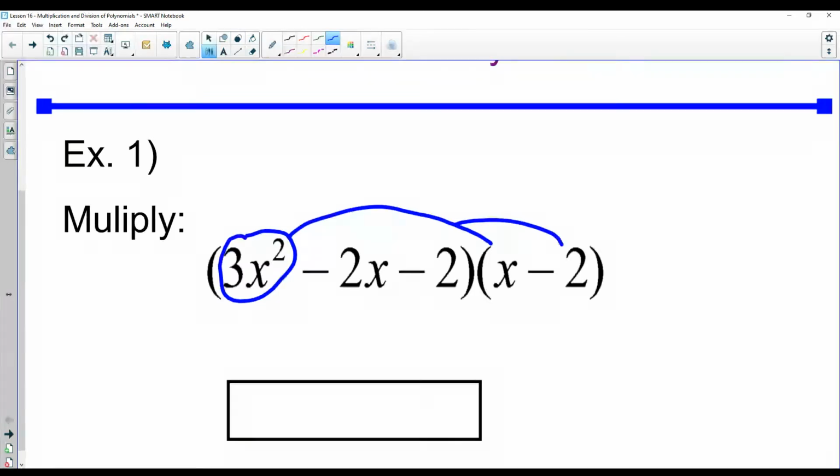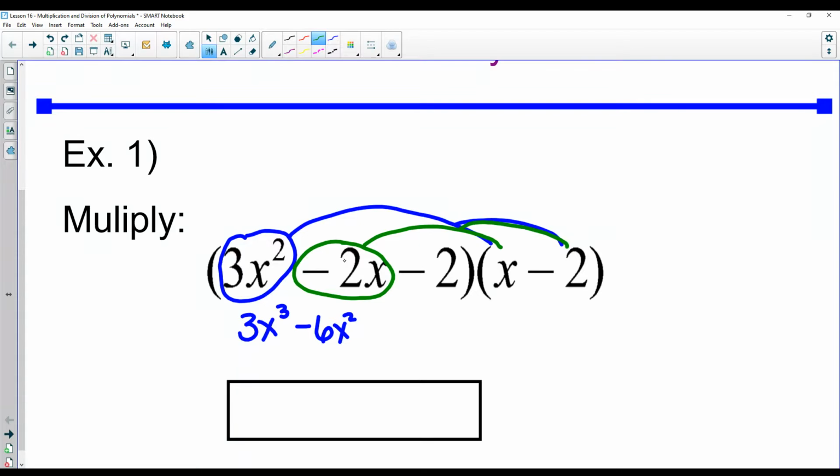terms in the binomial. So 3x squared times x, for 3x to the third power, and then 3x squared times negative 2 for negative 6x squared. Next up, let's take the second term in the trinomial and multiply twice. Multiply by both terms in the binomial.